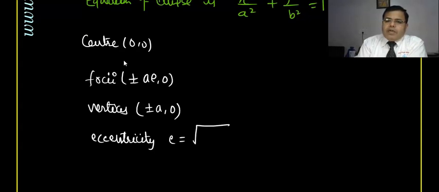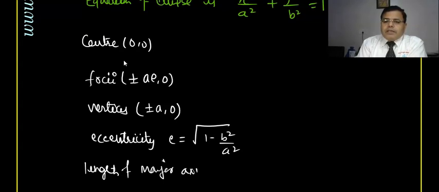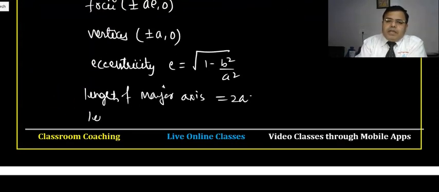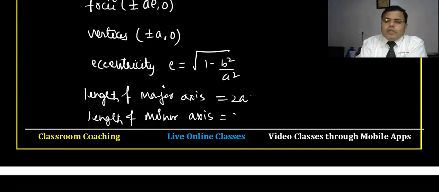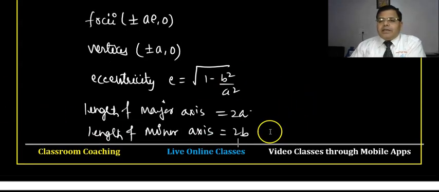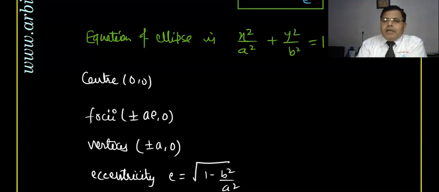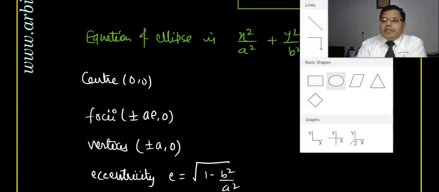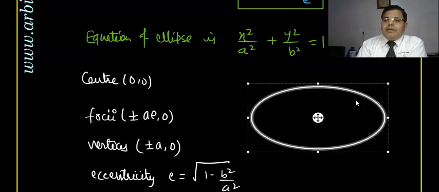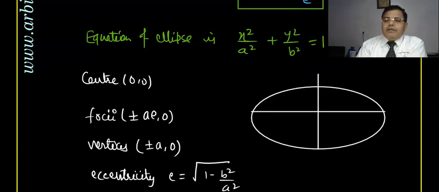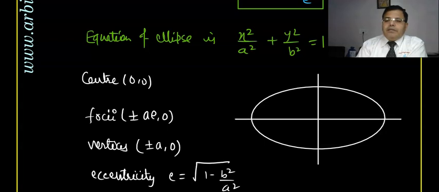Eccentricity E is equal to under root 1 minus B square by A square. Length of major axis is 2A, and length of minor axis is 2b, right? And length of latus rectum is 2b square by a. And the ellipse is like this. This is the ellipse, right? And length of major axis, minor axis, everything is there. And this is the major axis and minor axis as well.